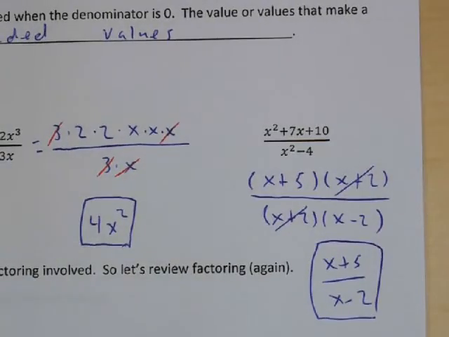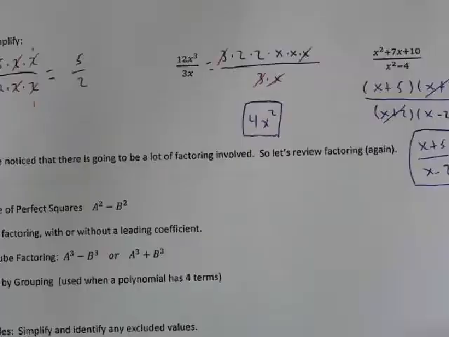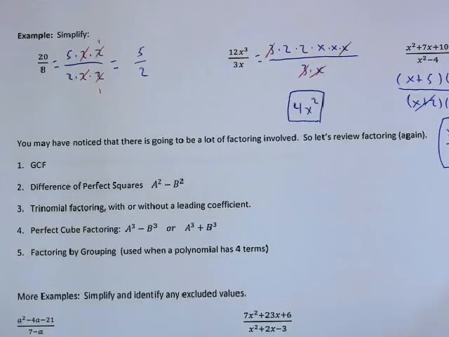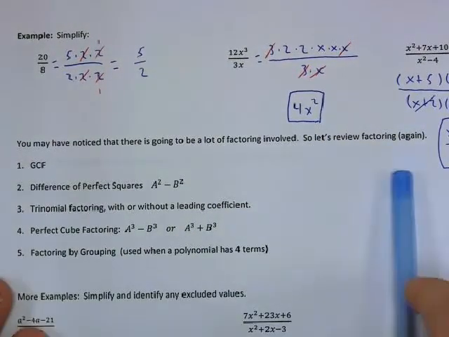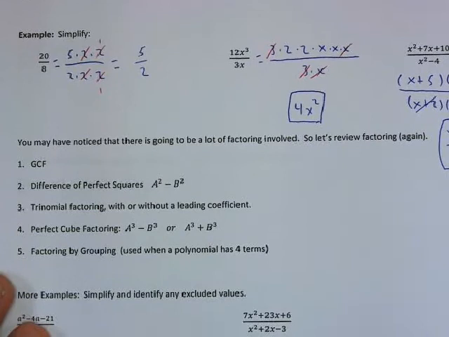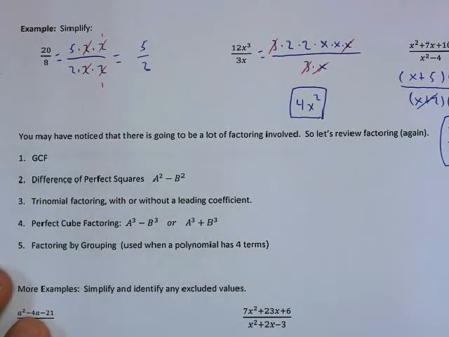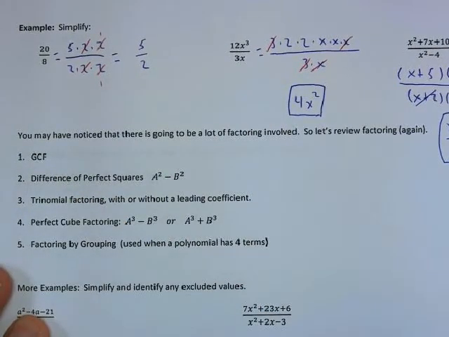Okay, all right, zoom out a little bit. So, as it says, you may have noticed that there is going to be a lot of factoring involved. So let's review factoring again, because we reviewed it last chapter as well. So first thing we should always check for, unless it's factoring by grouping, is a GCF. We always want to see if we can take out a GCF first.